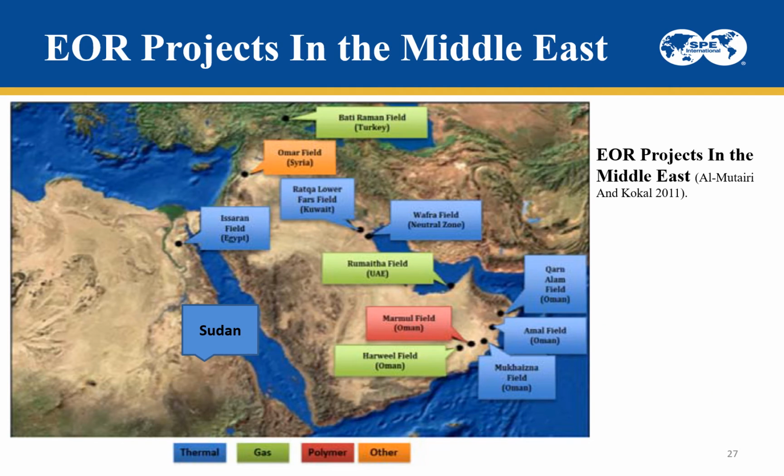Now for example, the EOR projects in the Middle East. In general, we can see that thermal EOR has been implemented in Sudan, Egypt, Kuwait, in the Mediterranean zone between Kuwait and Saudi Arabia. Also in Oman, there are 3 thermal EOR projects. Chemical EOR projects have been implemented in Oman, and also gas injection in Oman, Emirates and Turkey. Besides, there is one other project in Syria. So we can notice that Oman has a lot of EOR projects, and most EOR projects have been implemented in Oman.